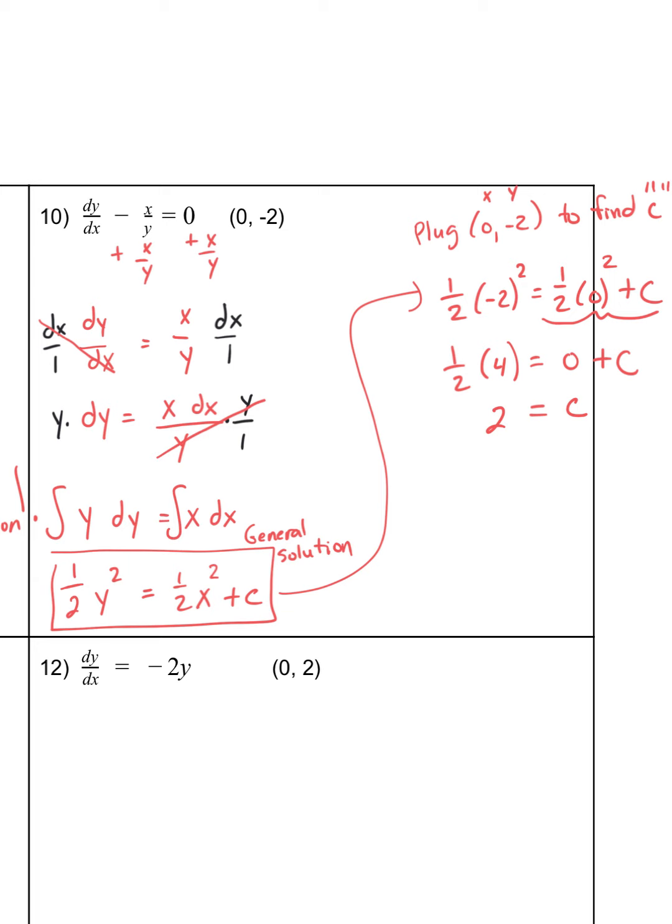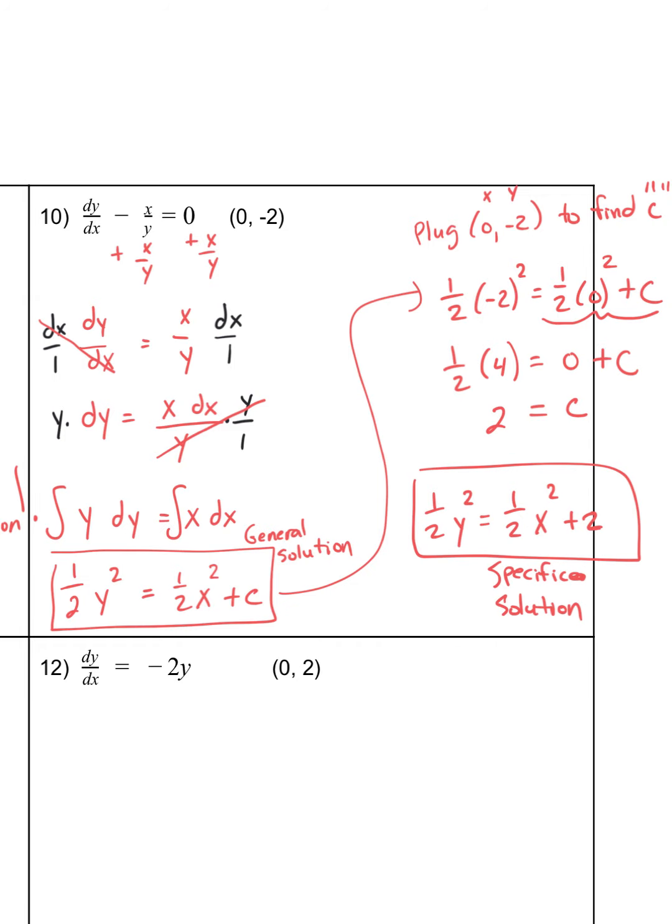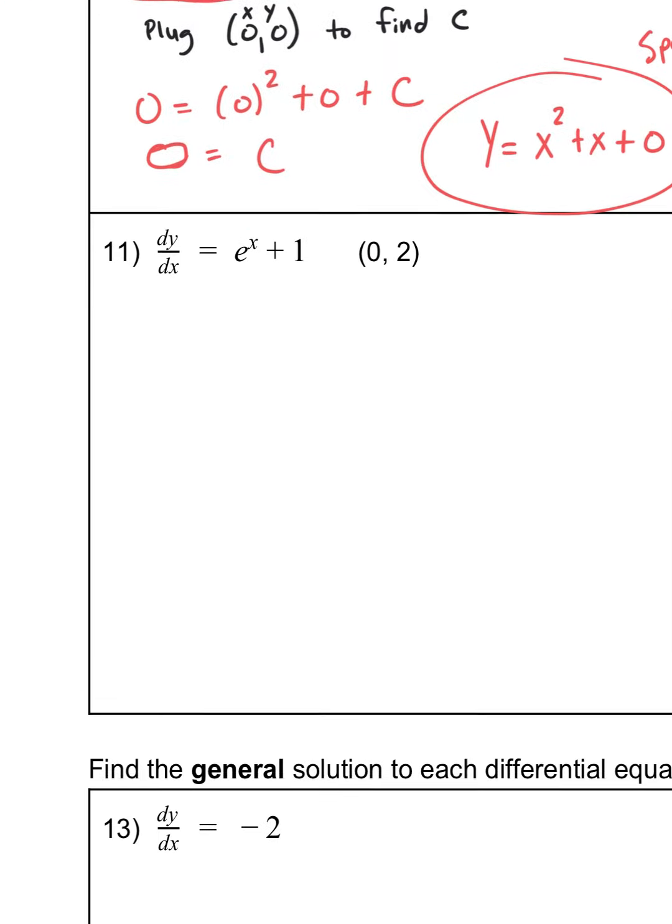So my specific solution is 1/2 y squared is equal to 1/2 x squared plus 2. Okay, there you go. There is our specific solution. Okay, number 11, moving right along.